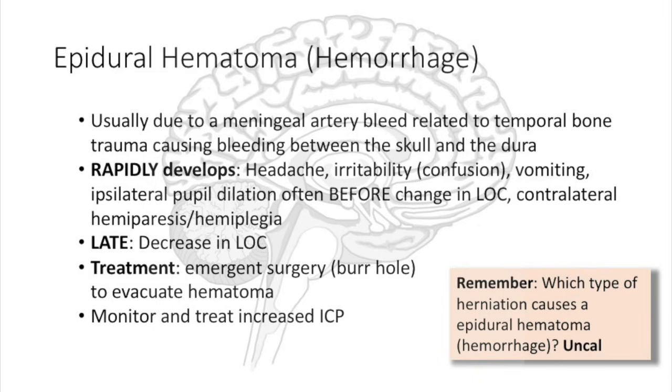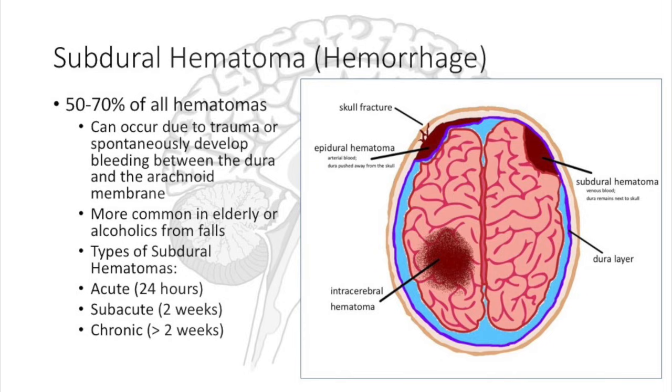So the late sign of an epidural hematoma is the decrease in level of consciousness, and treatment is going to be emergency surgery using a burr hole to evacuate the hematoma, and monitoring and treating intracranial pressure. The other type of brain hemorrhage is the subdural hematoma. So you have subarachnoid, epidural, and subdural hemorrhages.